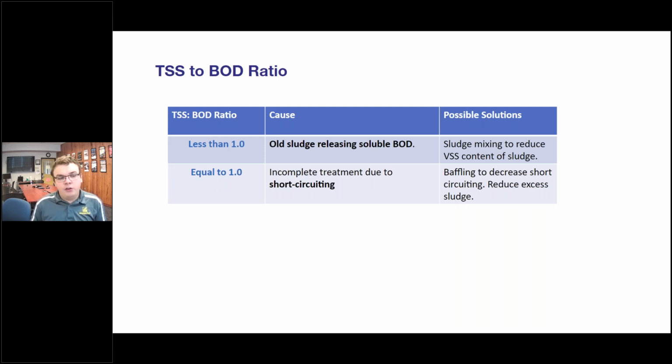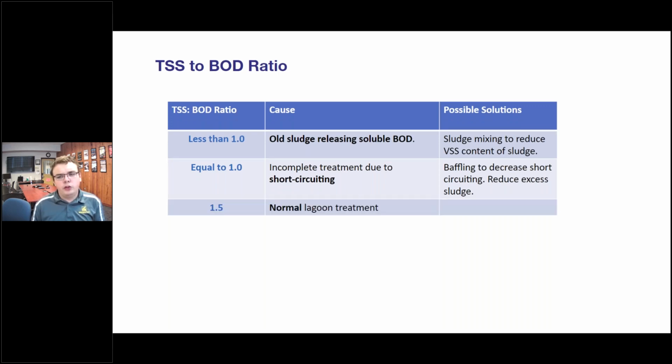The other scenario you can have is a ratio equal to 1, and this is typically where short circuiting is happening. This is where your influent is entering the system, coming into the lagoon, and then leaving almost immediately. It's not having time to get the retention time, get the contact, and process it accordingly. One solution for this problem is putting baffling into the system, where it's going to force the water across a certain path. So even if it is still going through quickly, you can control the amount of time that it's taking to get through that path better than you can with an open pathway.